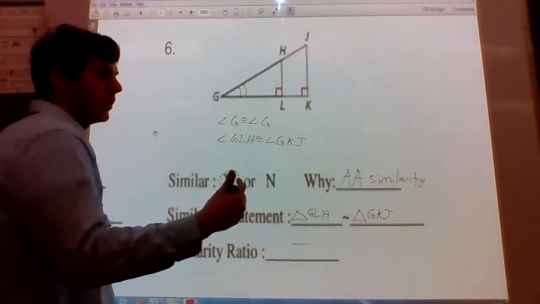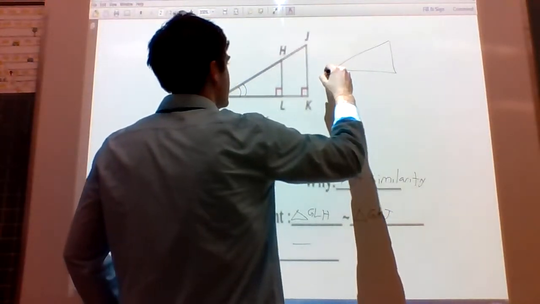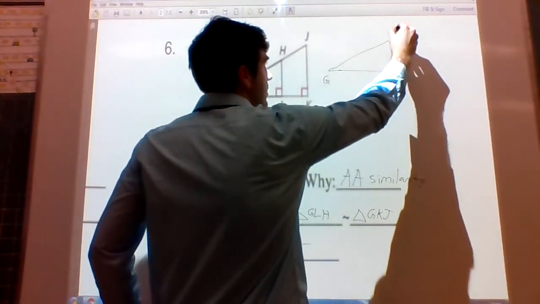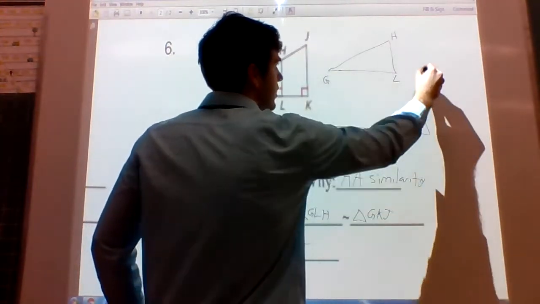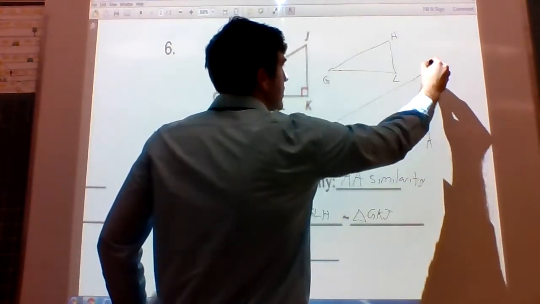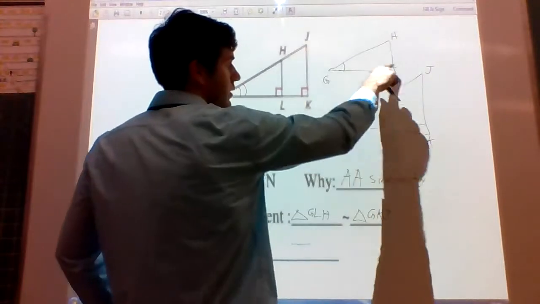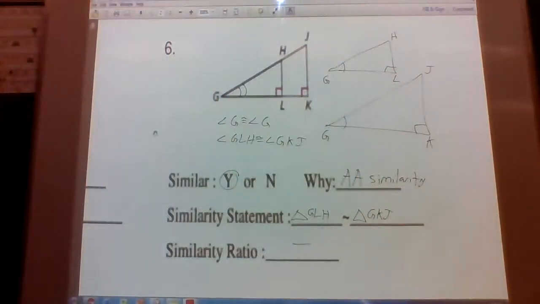Again, if you need to redraw them, this is GLH, and then GKJ. 2 pairs of congruent angles. Number 7.